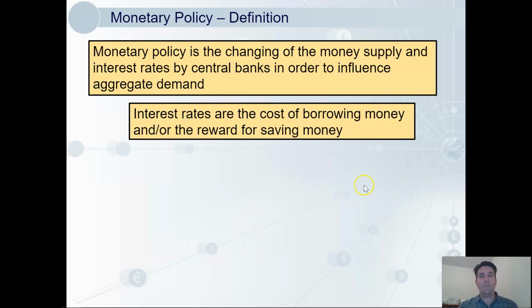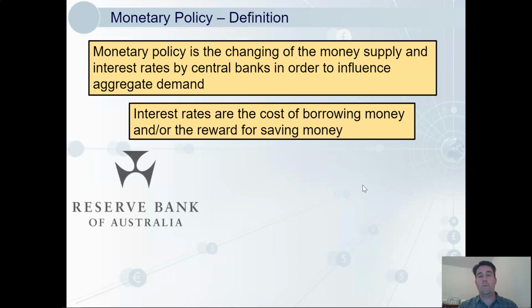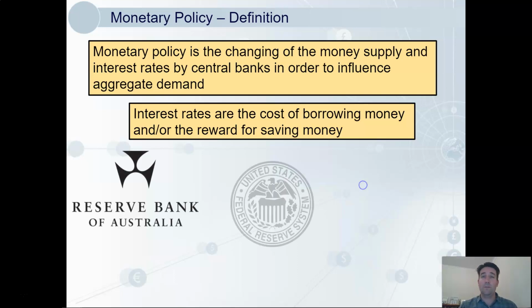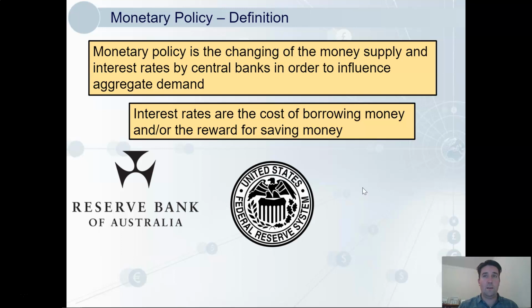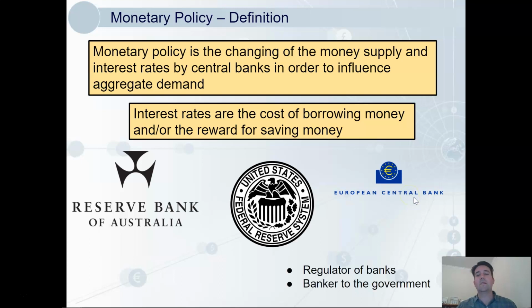Now, what's a central bank? A central bank exists for every currency. Australia has the Reserve Bank of Australia, the US has the Federal Reserve, and the Eurozone has the European Central Bank. So that's for all the countries that use the euro as their currency. Now, in addition to implementing monetary policy, which is as above, a couple of other things they do is that they're the regulator of the commercial bank, so they set the rules, and they're also the banker to the government.